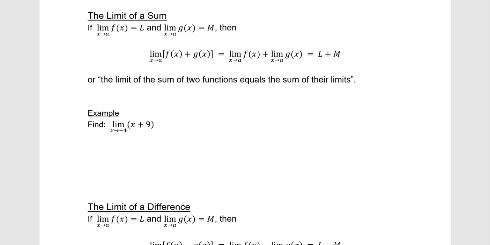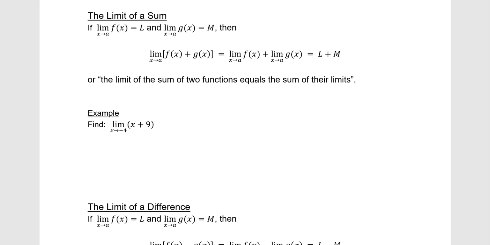Next thing, we're going to get to the limit of a sum. So the limit of a sum is going to be if we have one limit, the limit of f of x as x approaches a equals L, and then we know another limit of g of x as x approaches that same a equals M, then if we're trying to find the limit of the sum f plus g, what we can do is split it up. We could do the limit of f plus the limit of g. Since we know both of them, we can just add the results, L plus M. Okay, so hopefully this kind of makes sense.